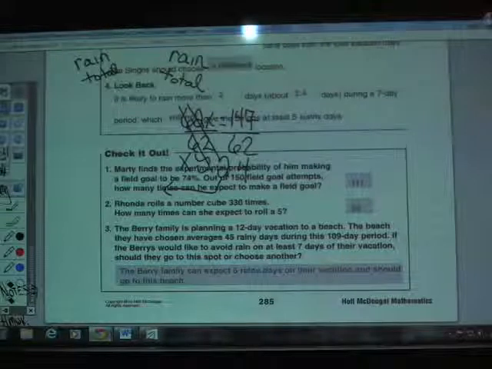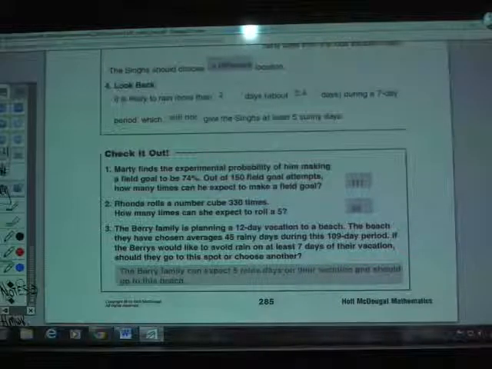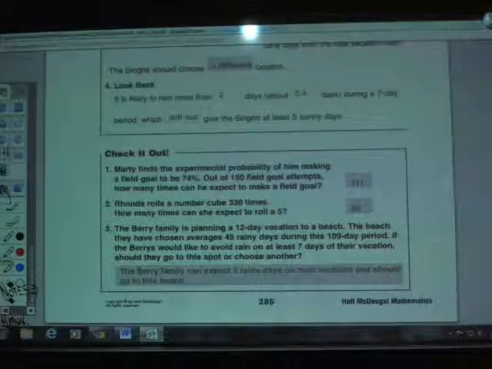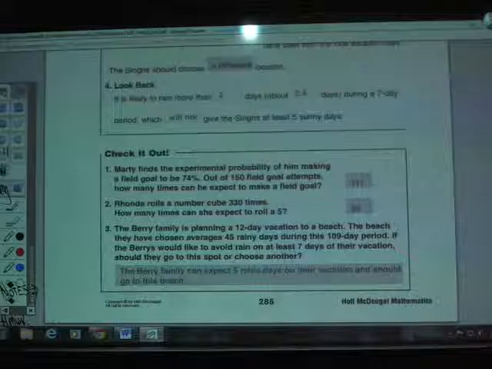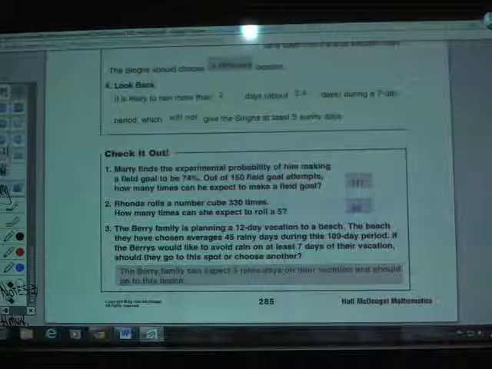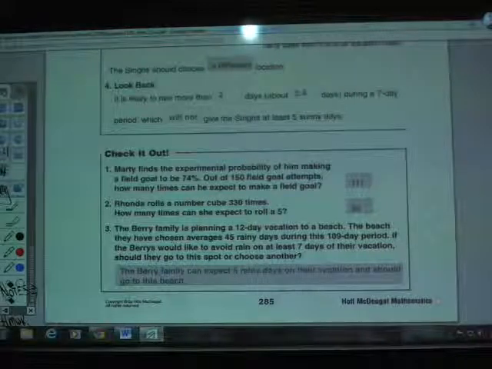All right, so let's look at the concluding questions here. Number 1, Marty finds the experimental probability of him making a field goal to be 74%. Out of 150 field goal attempts, how many times can he expect to make a field goal? So let's do this one the easy way. He's going to make 74% of his field goals.